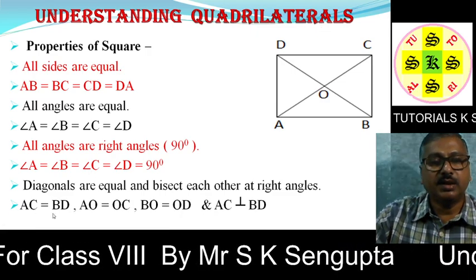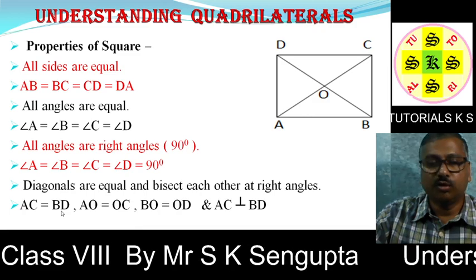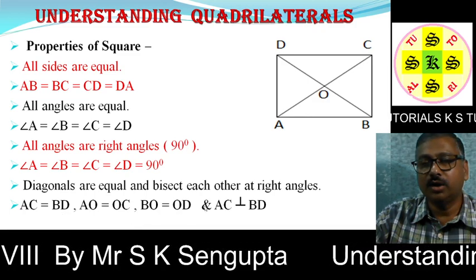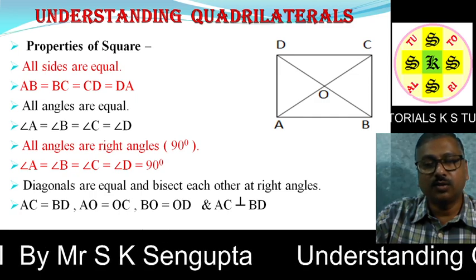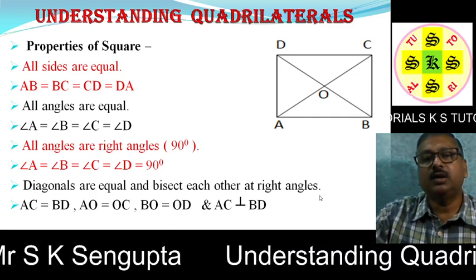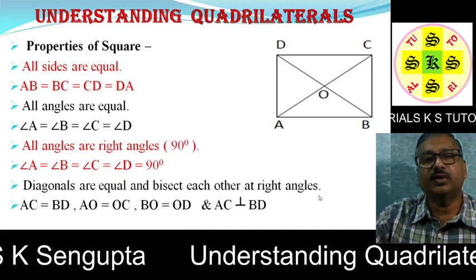So here AC equal to BD, both the diagonals are equal. Also AO equal to OC, BO equal to OD, bisect each other. So we can write all this is also equal. Also AC is perpendicular to BD. These are the properties of a square.